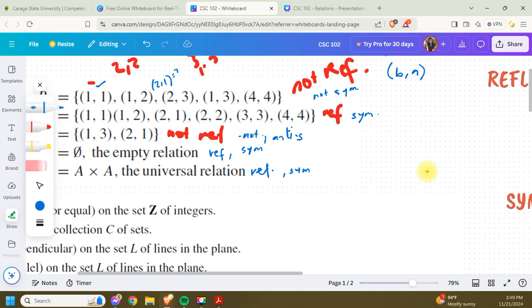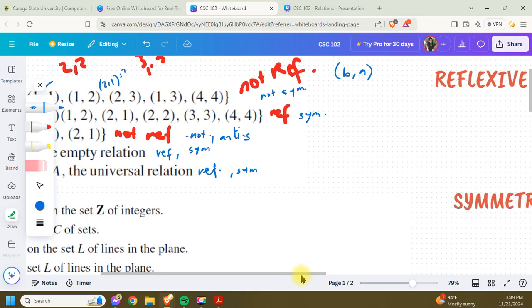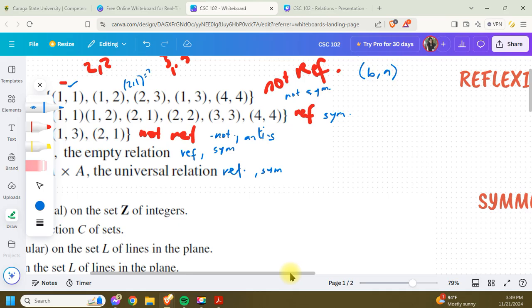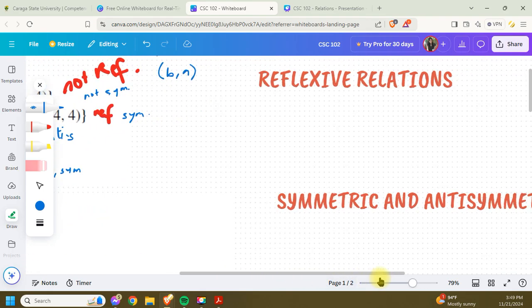So technically, that is it. Now, why am I discussing reflexive, symmetric, antisymmetric? We will come back to this later, no? That is why we call them properties of relation as well, where the three of these are present. Ma'am, question, ma'am.